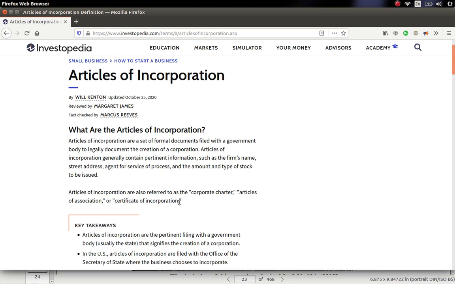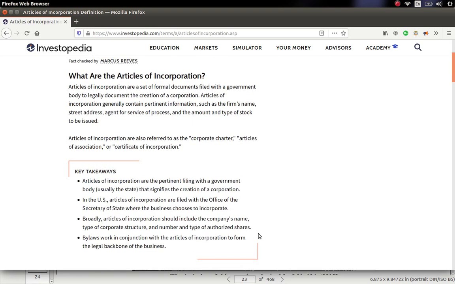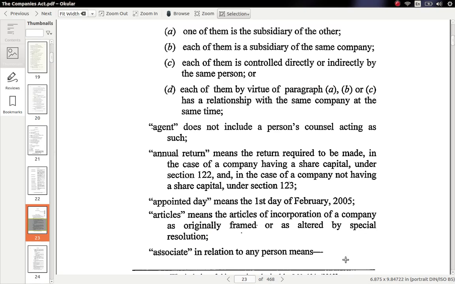Articles of incorporation are also referred to as corporate charter, articles of association, or certificate of incorporation. Okay, so those are articles of incorporation. All right.